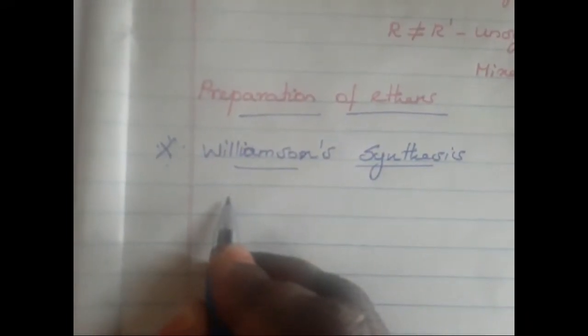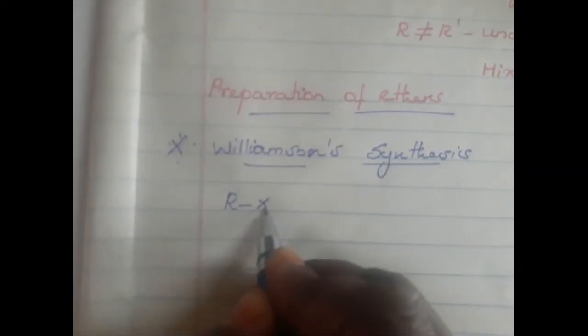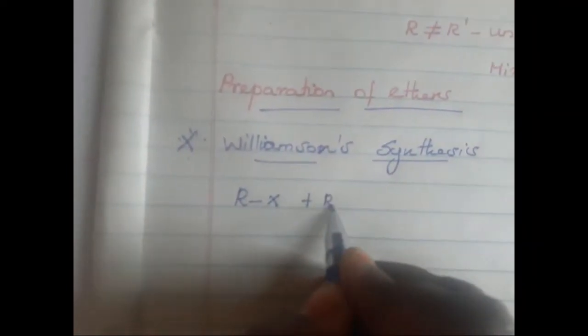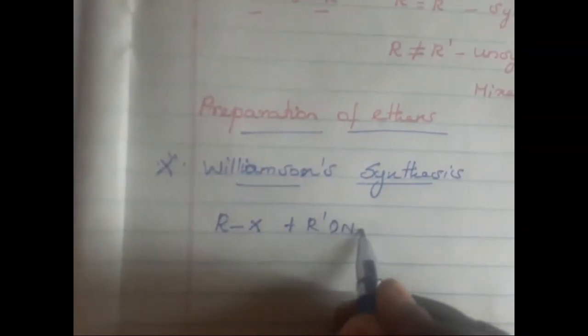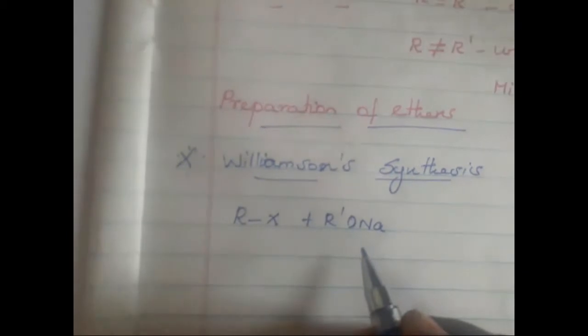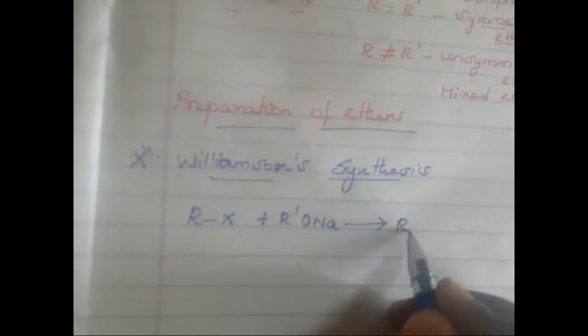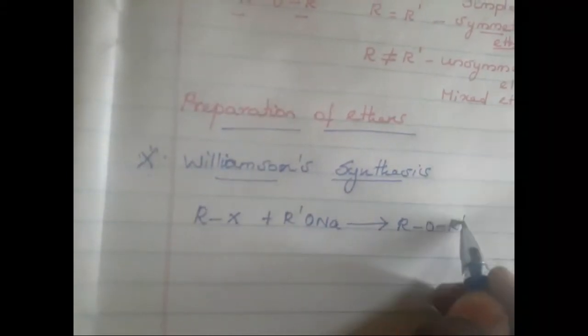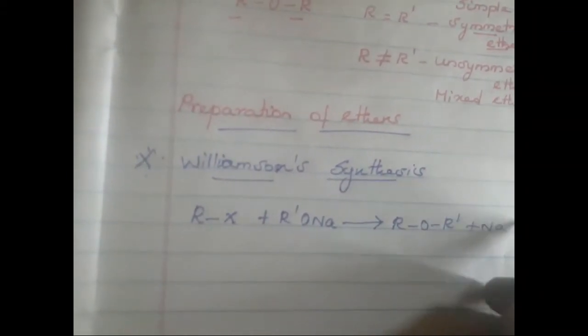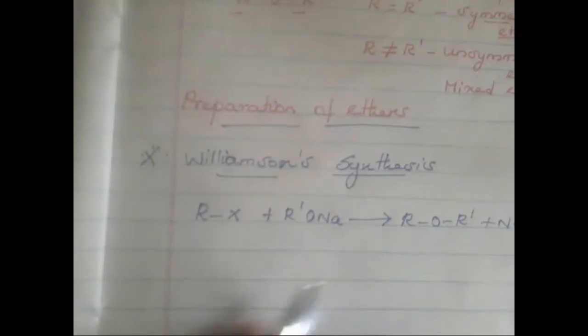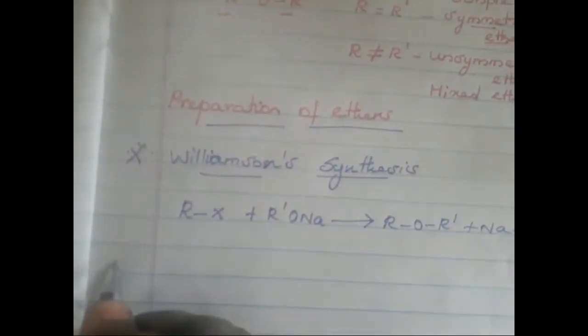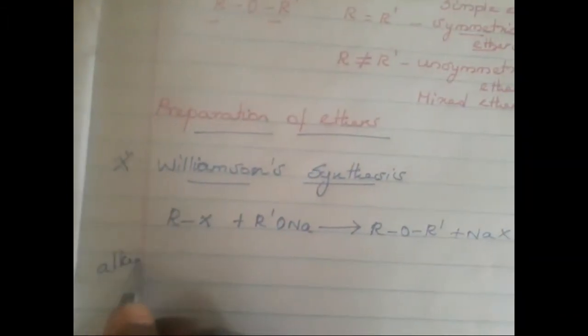Now let us see the general reaction for this Williamson synthesis. RX is nothing but alkyl halide. When it reacts with R-ONa, which is nothing but sodium alkoxide, or you can take sodium phenoxide, when they react together, they form ether. Now let us see the preparation of alkyl ethers.